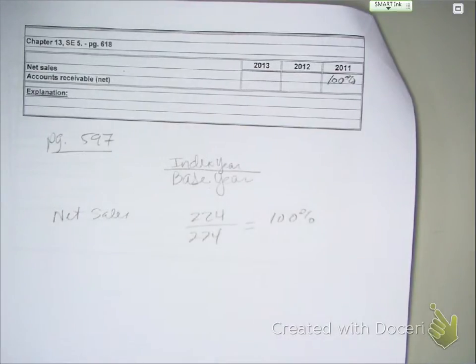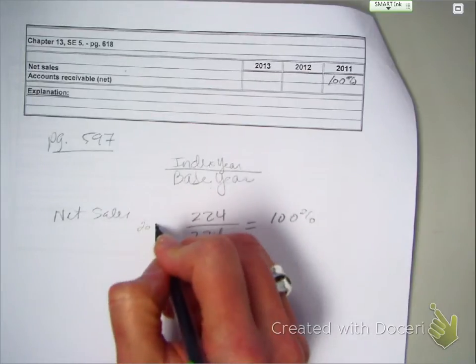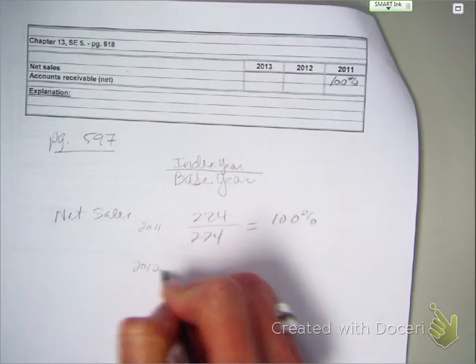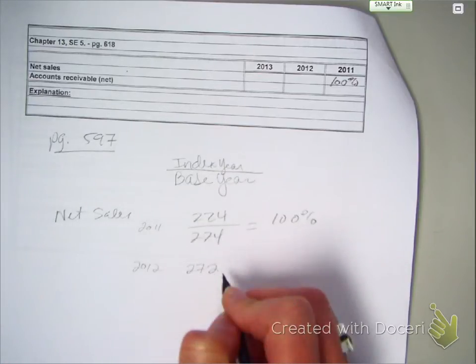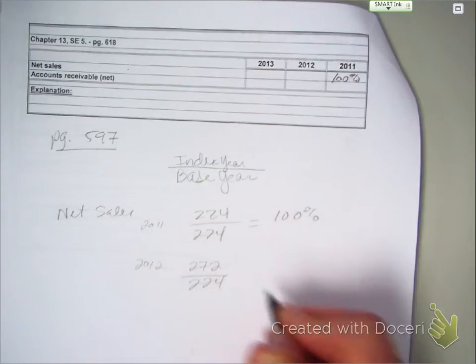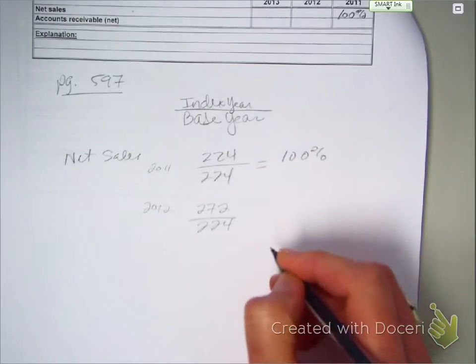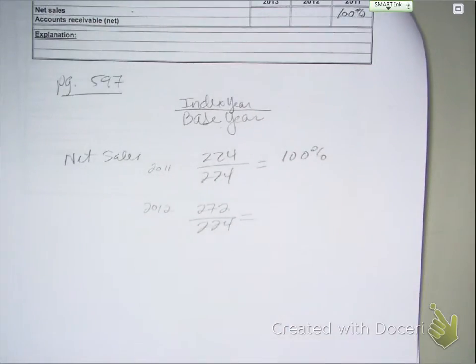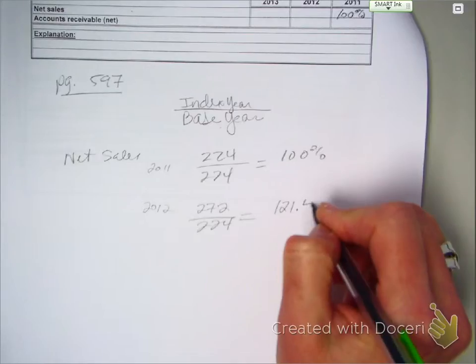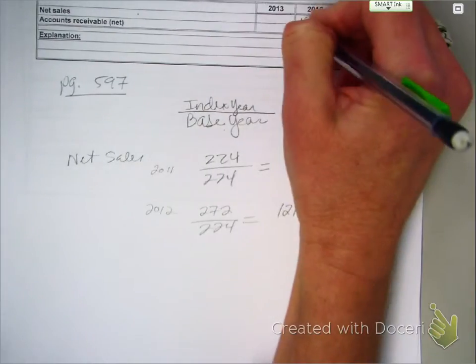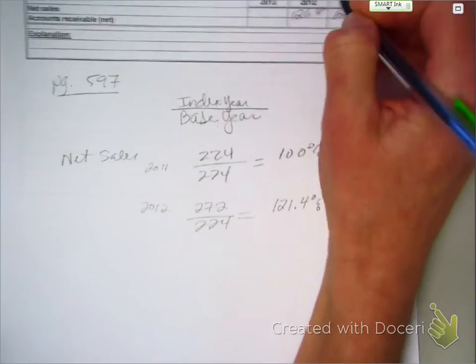Okay, in 2012, our index year is 272, correct? And we're over 224. So what's that percentage? What did somebody say? 121. 121.4. Okay, so 121.4%.